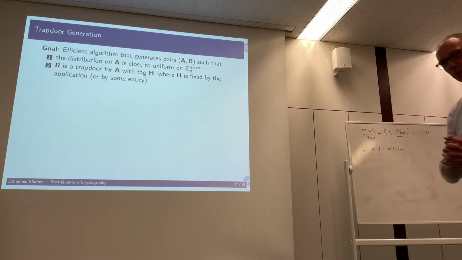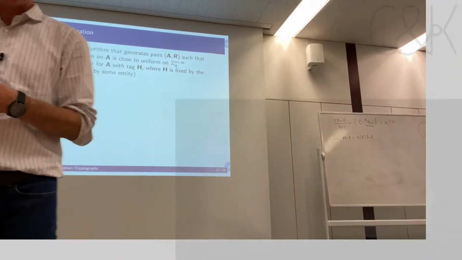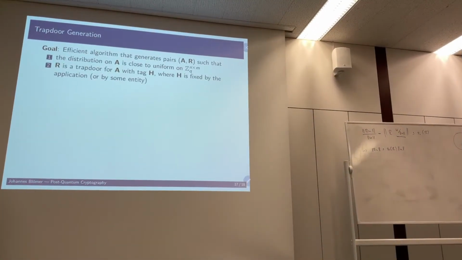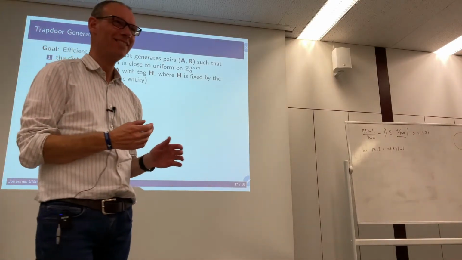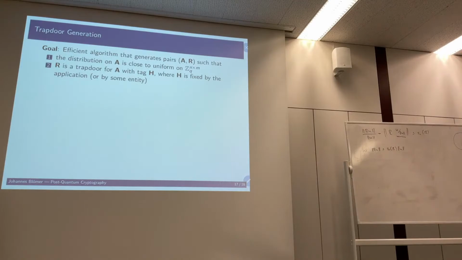So again, let us first recapitulate what we want. We want an efficient algorithm that generates A and the trapdoor R. The distribution on A is close to uniform on Z_q^(n×m). And R is a trapdoor for A with tag H, where H is fixed by someone outside, typically an application or some entity in an application. These two properties are what we want to achieve.